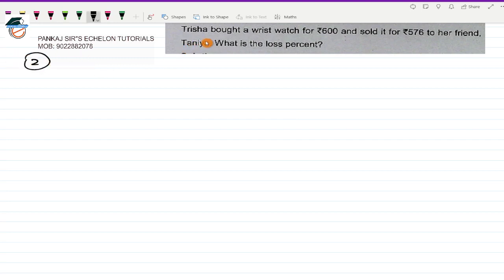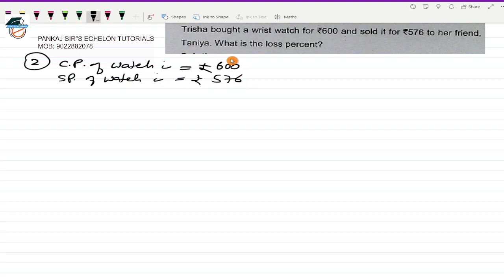Example number 2 says that Trisha bought a wristwatch for rupees 600, so the cost price of the watch is rupees 600, and sold it for rupees 576 to her friend Tanya. So the selling price of the watch is rupees 576. Clearly there is a loss incurred by Trisha. What is the loss percentage?